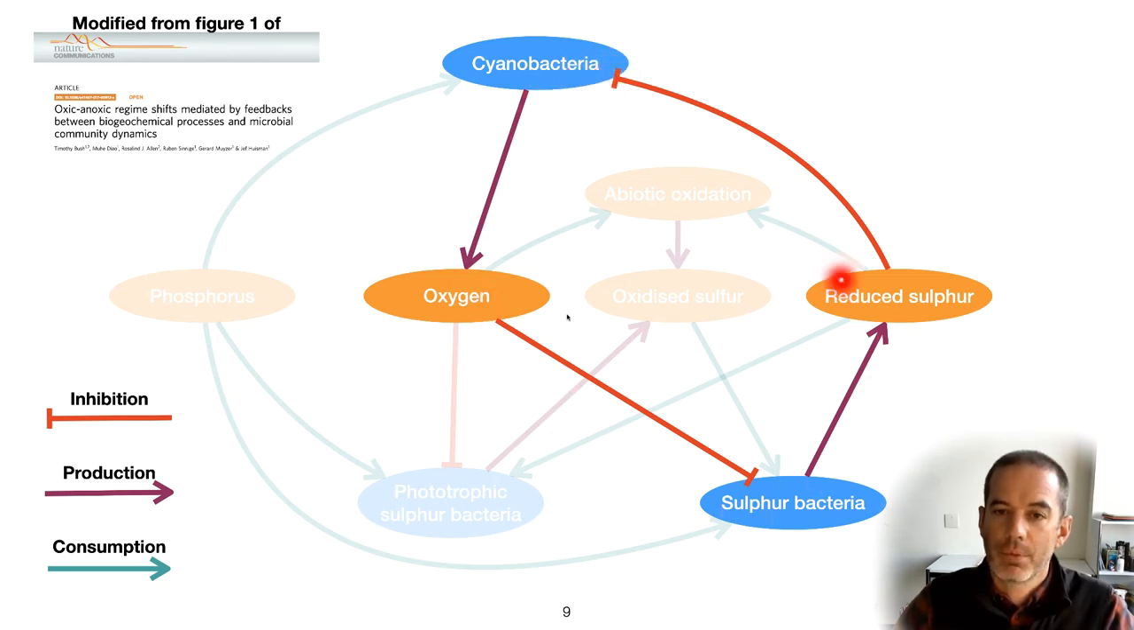So we've actually got a big positive feedback here. Cyanobacteria produce oxygen, which inhibits sulfur bacteria, which would then inhibit the production of hydrogen sulfide, which would allow cyanobacteria to grow even more. So it's a big positive feedback loop. And the other elements that are in here that we don't see so much don't change that. All right, so we've got a positive feedback. I'm going to now show you some results that show that this positive feedback does cause alternate stable states.